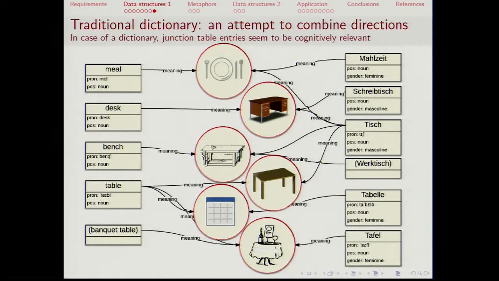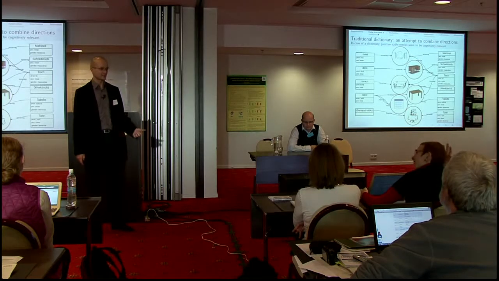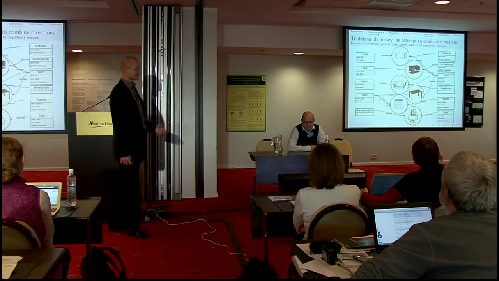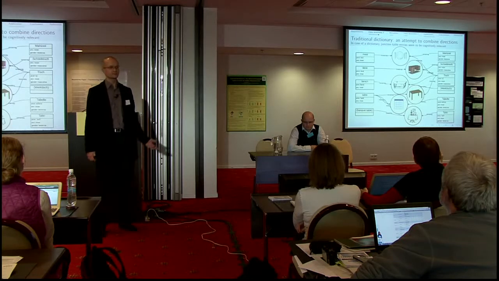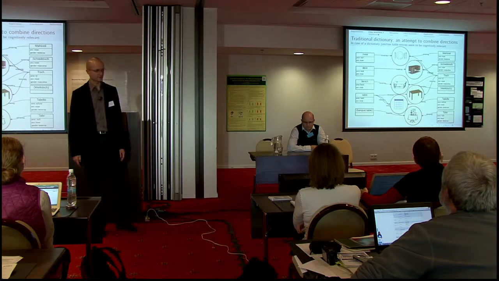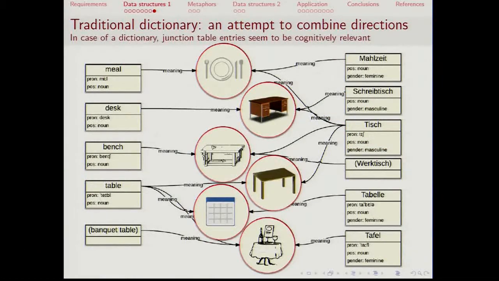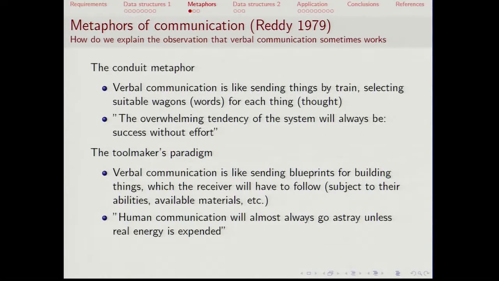Can you see a problem with this picture? We are back to many-to-many relationship. Each word can designate several, or each word can mean several things, and each meaning can be expressed using several words. There's an easy solution to that. But before we go there, let's have a brief look at why communication works at all.